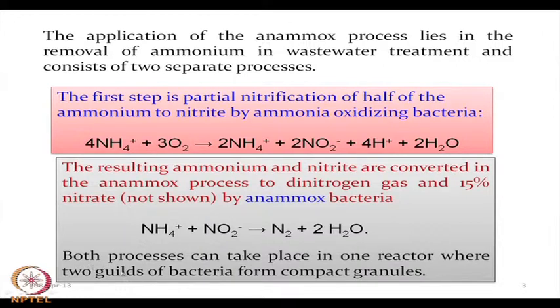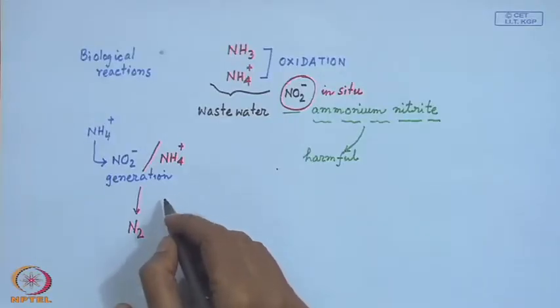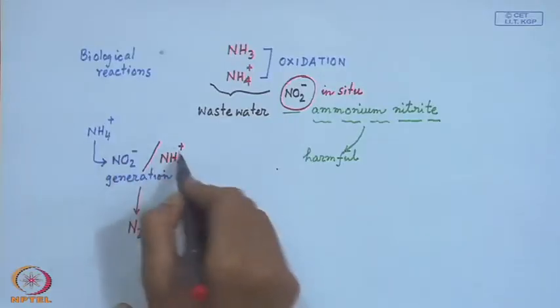So, what bacteria can do for us, we can take this bacteria in some closed vessel, in some reaction vessel, what we call a reactor, where two guilds of bacteria form compact granules. So, if the granulated bacteria are there, bacteria are trapped within the granules, and those granules are exposed to the solution bearing the ammonium ion and the nitrate ion. So, this basically can go for the corresponding elimination of both these two.